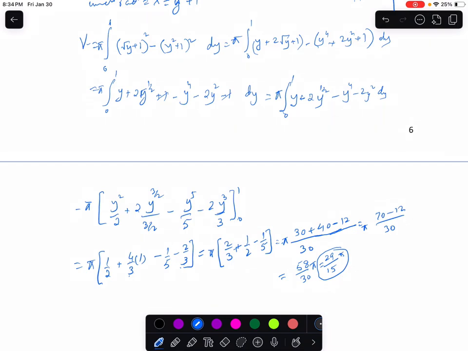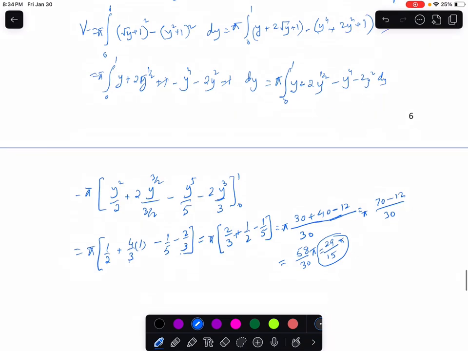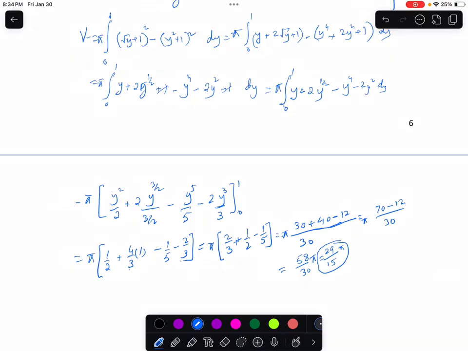So this is how we do it if the line is a little away and not touching our region, which we have to rotate. Then you have to take the distance from the line of revolution to the region.